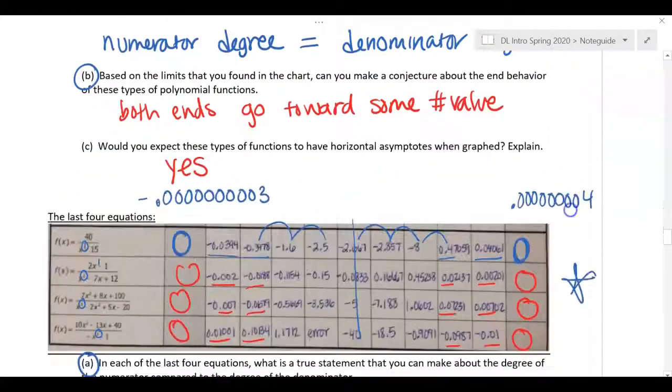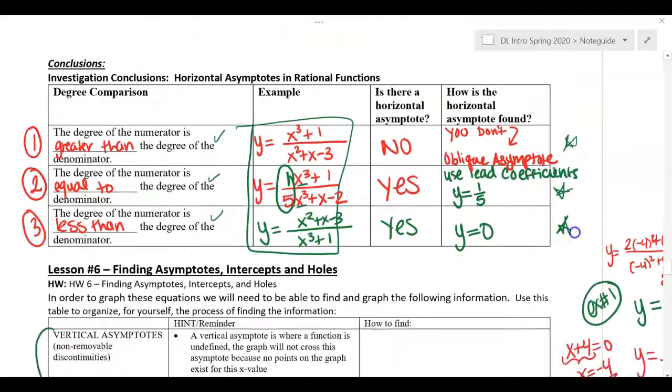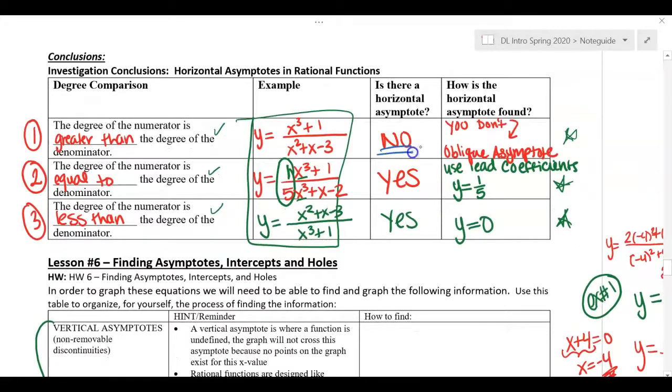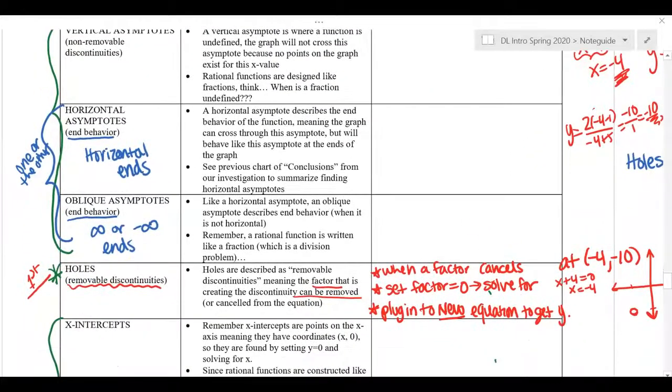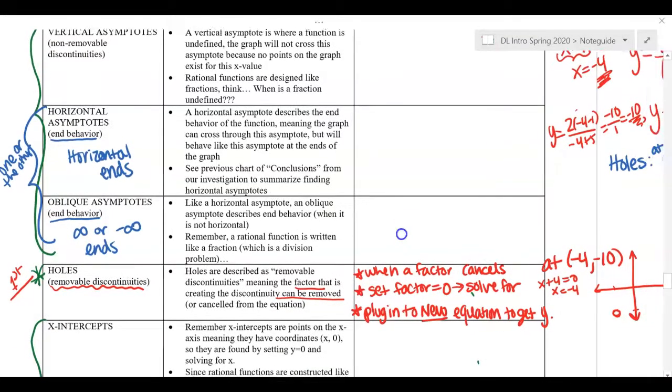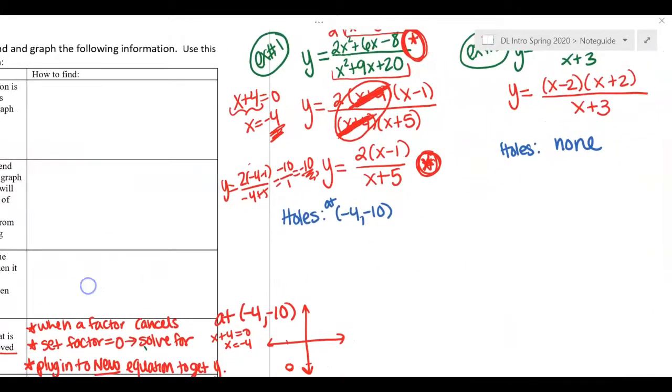So that's why you saw in the previous notes, in this conclusion chart, that this is when we do not have a horizontal asymptote. Okay? So we can tell this, remember, by looking at the equation. So I'm going to make a little list for each of these. We're going to talk about horizontal asymptote and oblique asymptote right now. Now you only have one or the other. So one of these is going to say none, and one of them is going to have an equation.